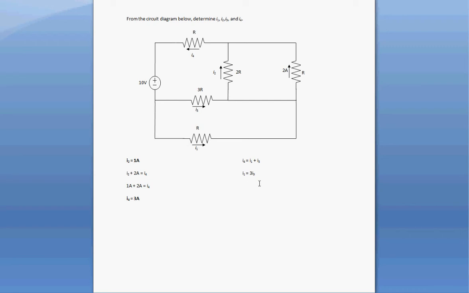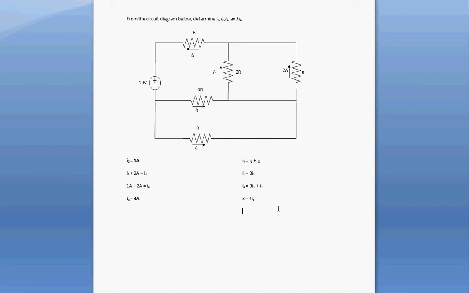So now what we can do is take this and plug it into our top equation here. So I4 is equal to 3I3 plus I3. There we go. And we actually know what I4 is. It's 3 amps. So 3 amps is equal to 3I3 plus another I3. That's 4I3. And we'll just get rid of the unit for right now and bring it back later.